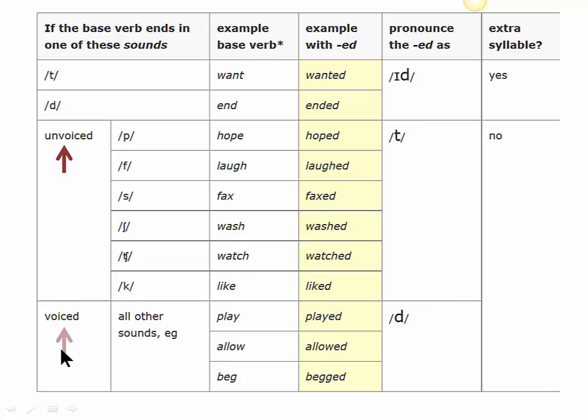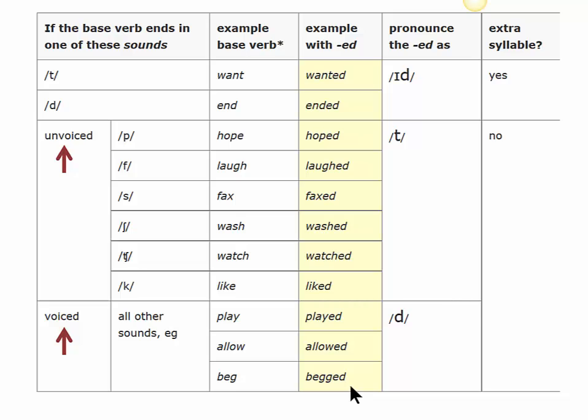The next word that you need to know is voiced. These are all other sounds. These are sounds where your vocal cords will vibrate. Put your hand on your throat as you say the word play, play. The y is voiced. You will feel vibrations. So it becomes played, played. We only just say the sound d at the end. There is no extra syllable. Allow, allowed. Beg, begged.